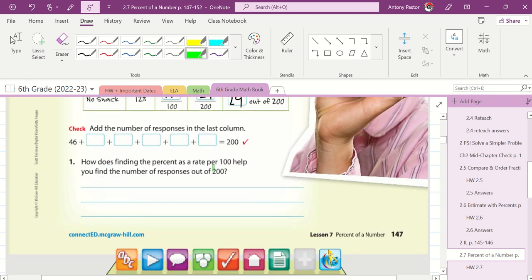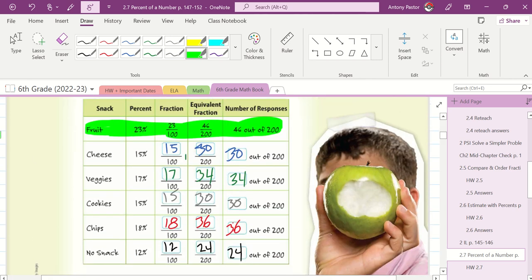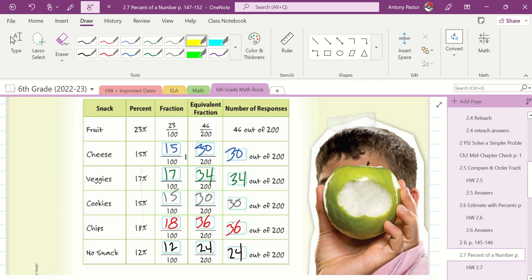How does finding the percent as a rate per 100 help you find the number of responses out of 200? So going back to what we did, we had our percentages first, which are right here. These are our percentages. In order to change it to out of 200, we just put it over 100 because percentages are out of 100. And then we doubled it to make it out of 200 since 200 kids were surveyed.